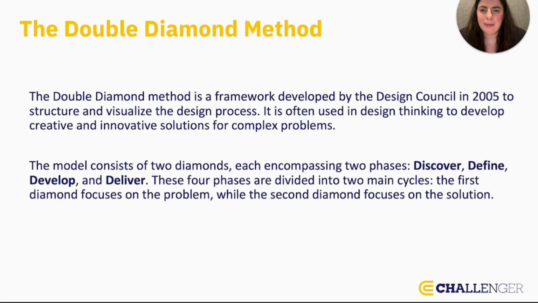The double diamond method is a framework developed by the Design Council in 2005 to structure and visualize the design process. It is often used in design thinking to develop creative and innovative solutions to complex problems. The model consists of 2 diamonds, each encompassing 2 phases: discover and define, and develop and deliver. These 4 phases are divided into 2 main cycles. The first diamond focuses on the problem, and the second diamond focuses on the solution.